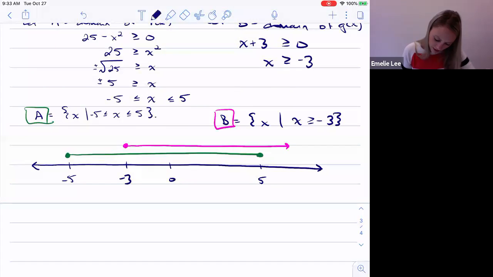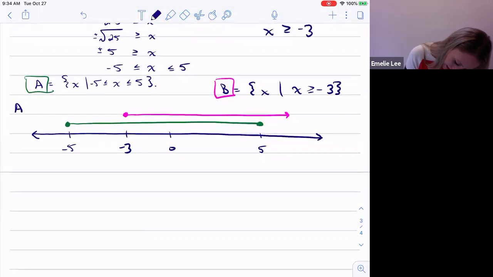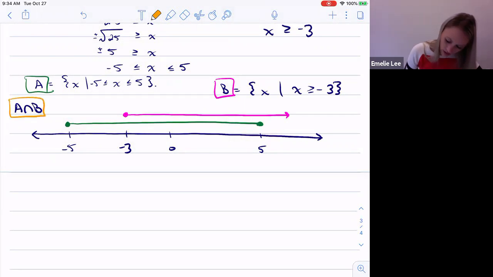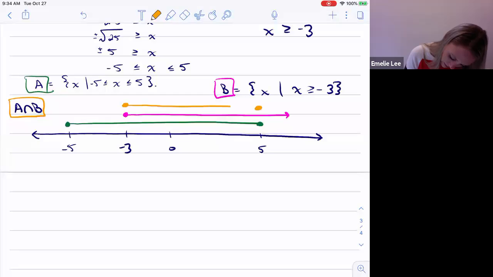Let's say A and B is going to be in orange here. So the orange has a closed dot here and a closed dot here at 5. So that's the overlap. So it's going to be the set of x's such that x is between -3 and 5.